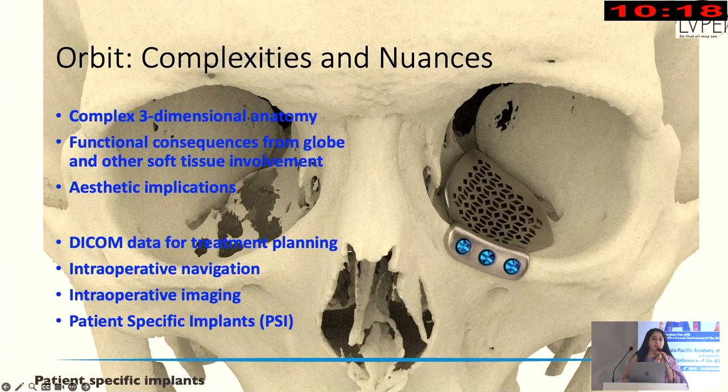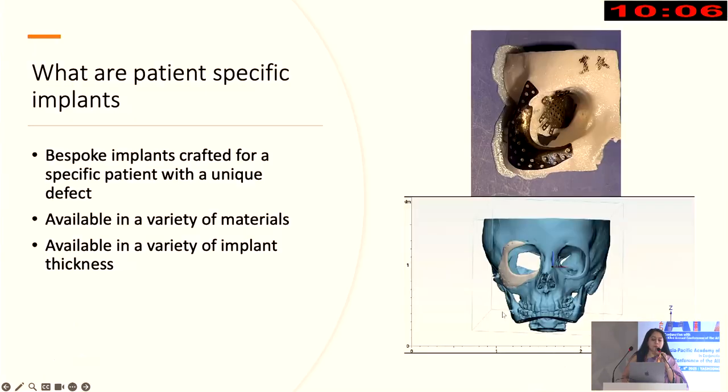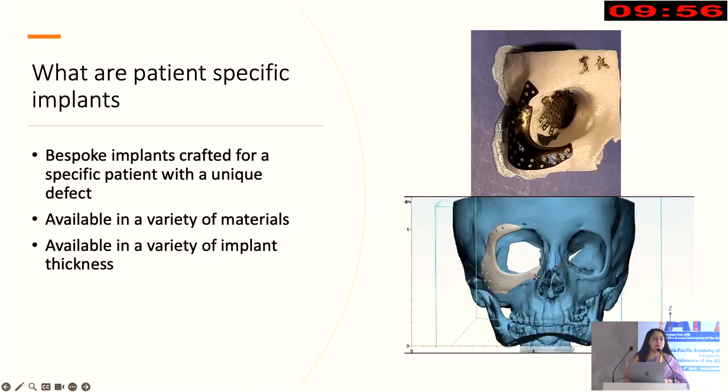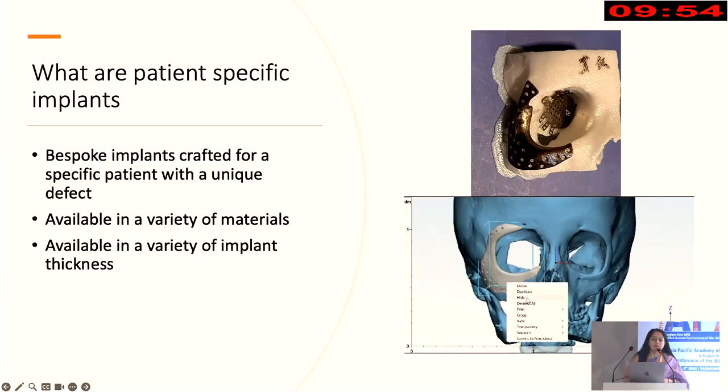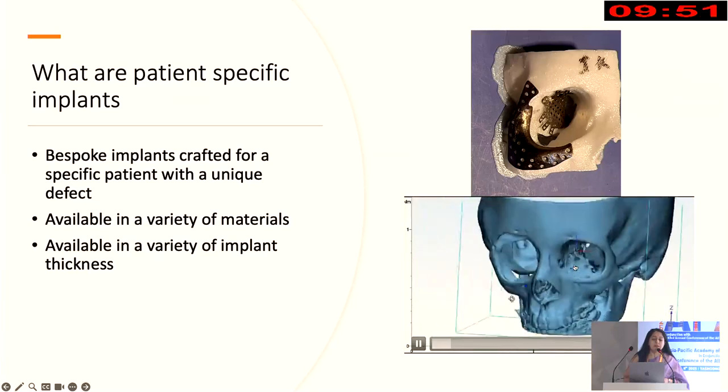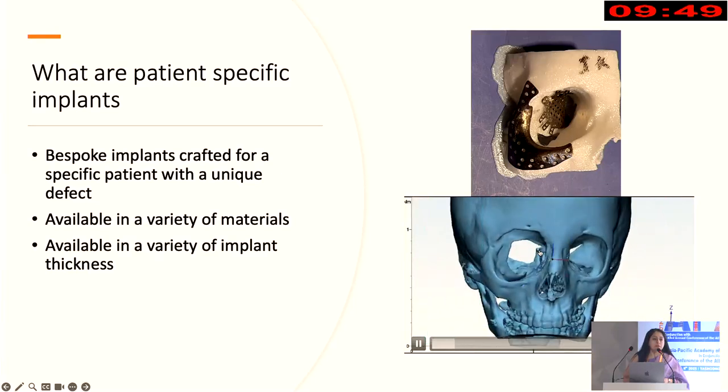With all of these technologic advancements, there's also been an advancement in the field of implants that are available for orbital reconstruction, and patient-specific implants are such bespoke implants that are individual to a patient and a defect. You can see over here a couple of implants crafted for an orbit which is much enlarged compared to the other side, and there is a defect in the greater wing of the sphenoid.